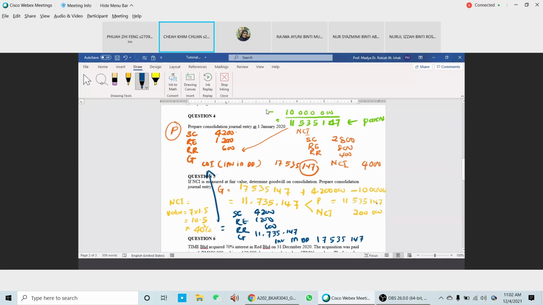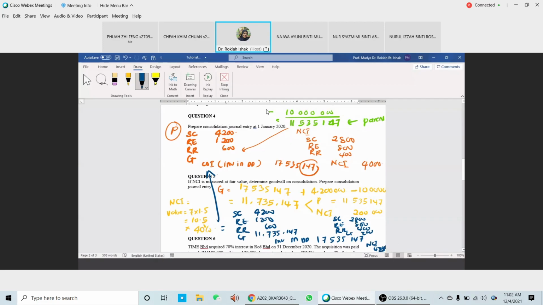Debit share capital for NCI, 2.8 million. Retained earnings debit, 0.8 million. Revaluation reserve 0.4 million and goodwill 0.2 million. And credit non-controlling interest 4.2 million. Okay, so 4.2.